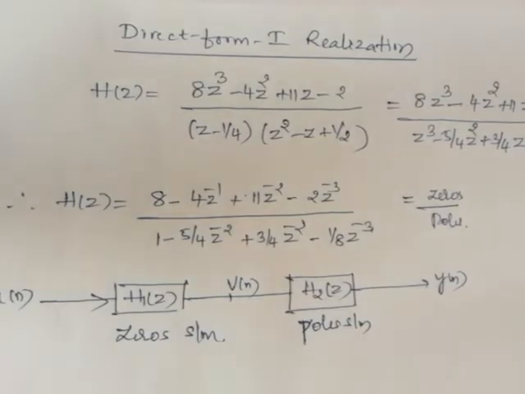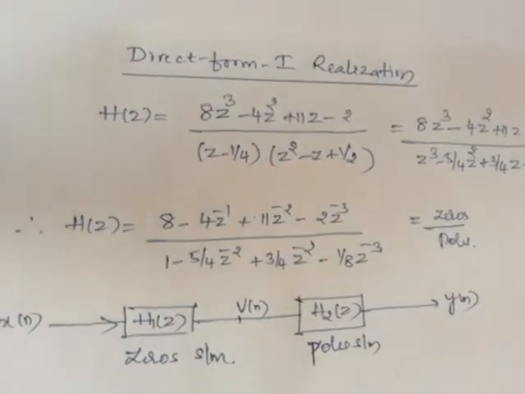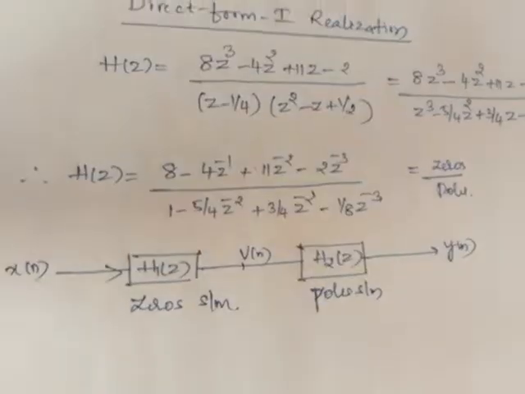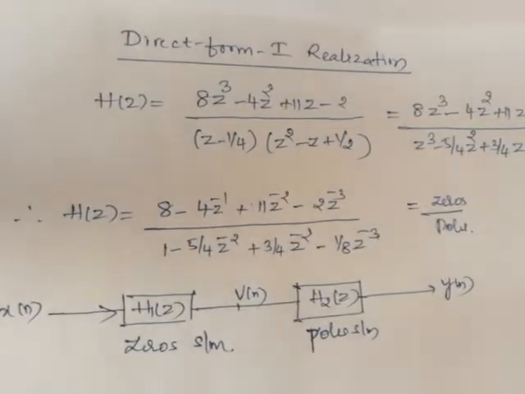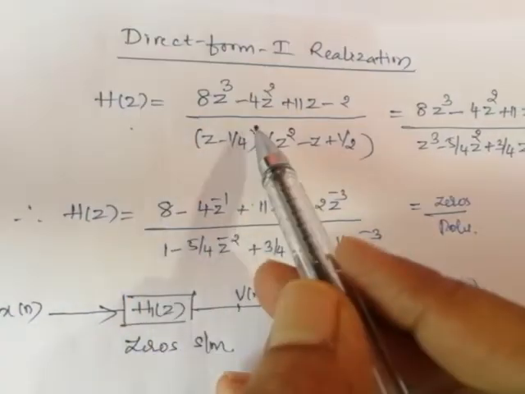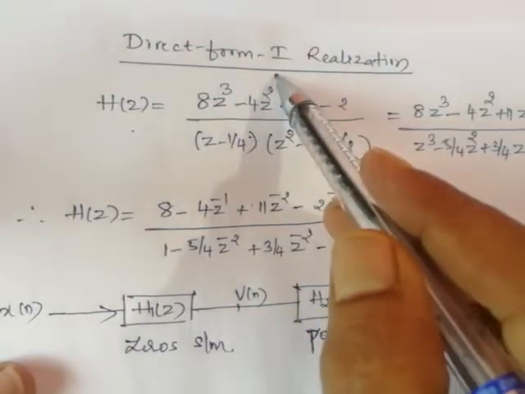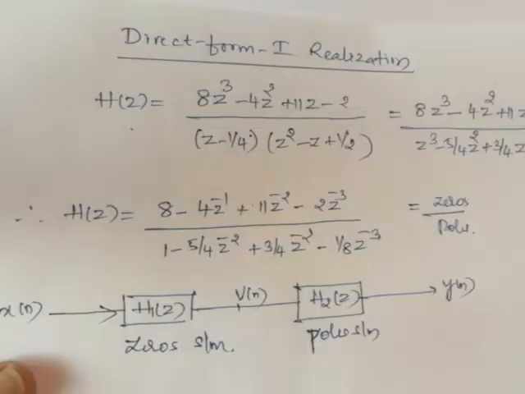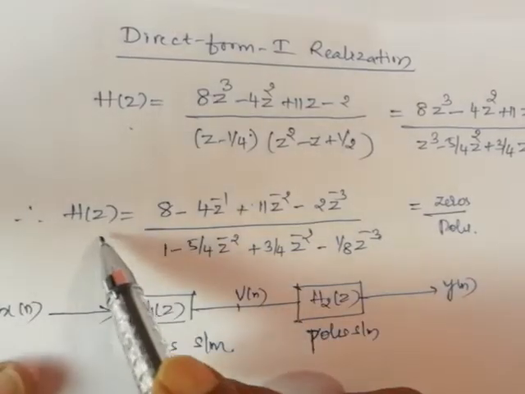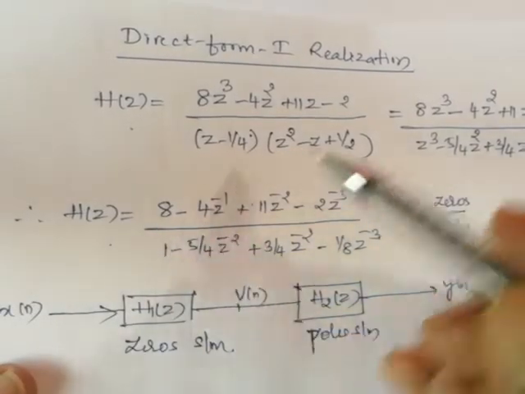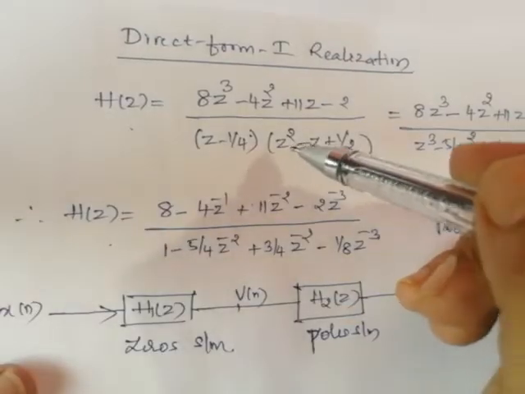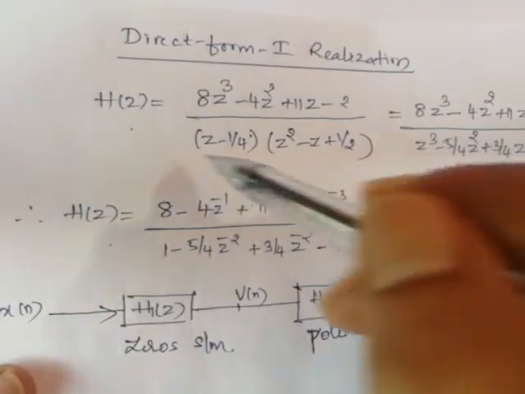Hi friends, in this video, the same example we discussed in the previous video, we are going to discuss in a shortcut method. If the given system function is like this and it asks to realize in terms of Form-1 and Form-2 realization, first we have to express it in terms of negative powers, by observing the highest order of the numerator and denominator of the system function.